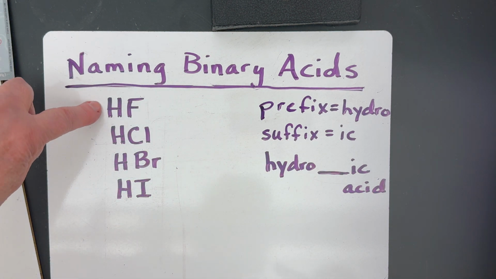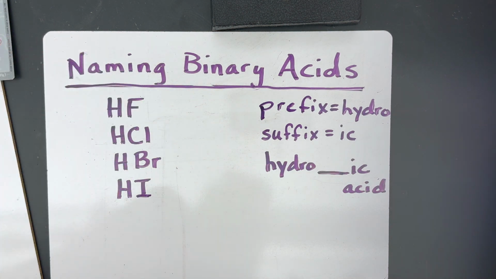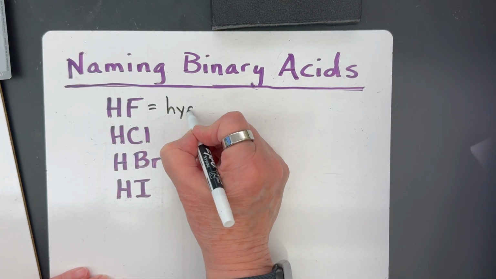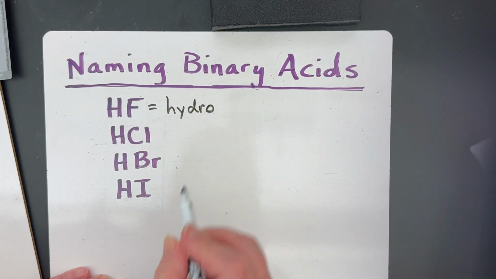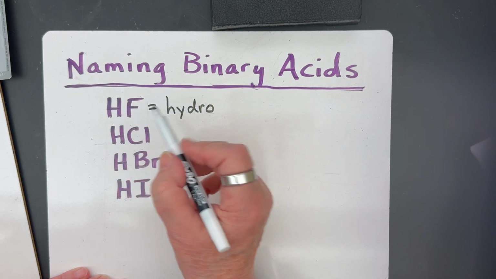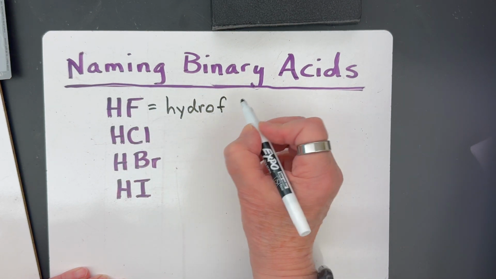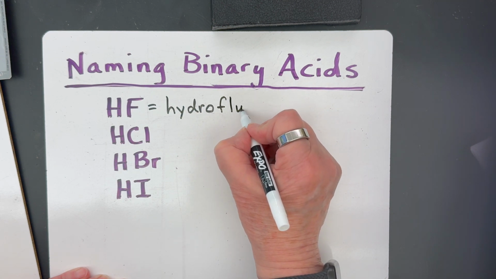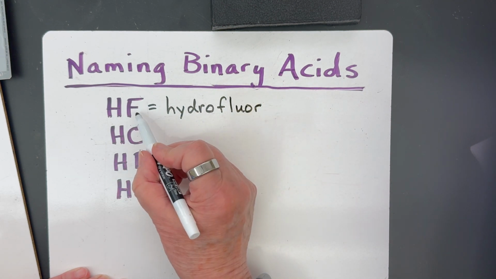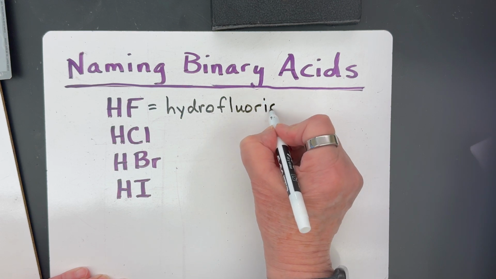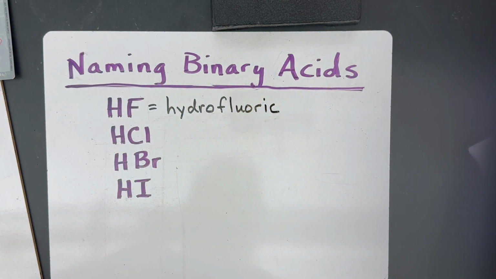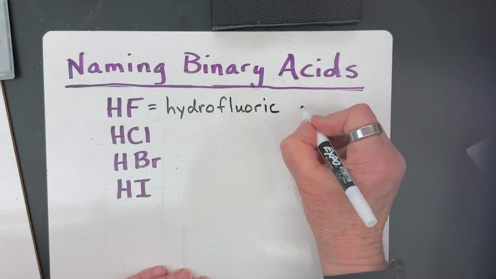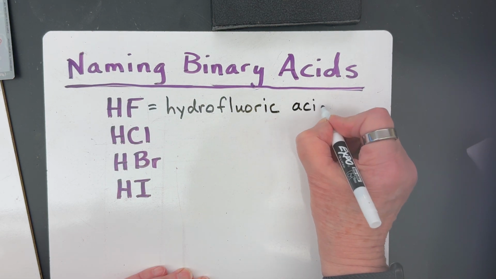For example, HF is with fluorine. So its name is going to be hydro. Our second element was fluorine, so fluor. And then ic. So we take the INE off of fluorine, change it to IC, and this is hydrofluoric acid.